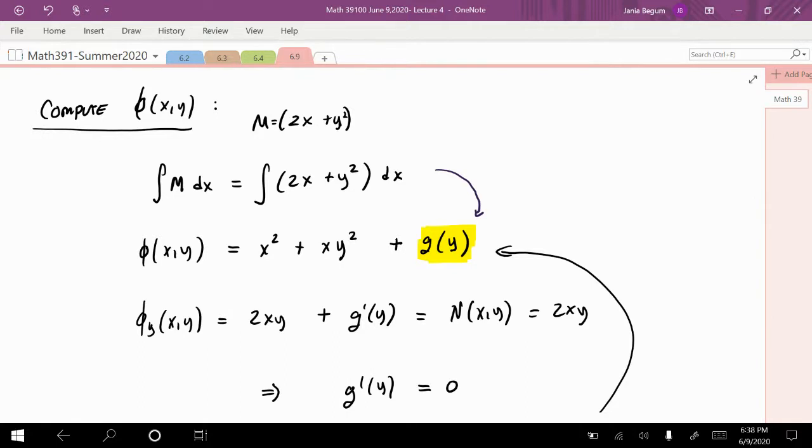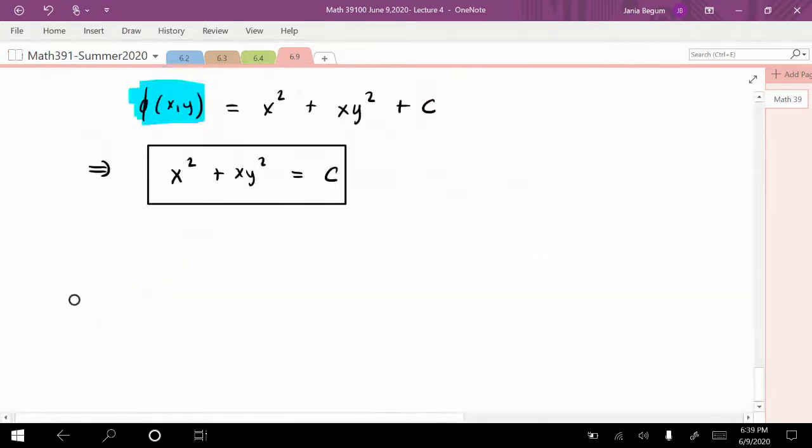Okay, now suppose you didn't pick m initially, you pick the function n to integrate. So you'll be integrating with respect to y. So that means this g of y will now become g of x, because whatever you integrate with respect to, your constant is a function of the different variable. Okay, so let me just write it in words.